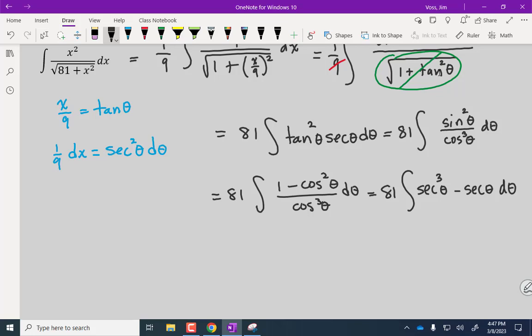That's what you get if you do it the other way. Yeah, exactly. It doesn't matter which way you go. So it still sucks. Yeah, it still sucks. Yeah, you're right. So how did you get sine squared over cosine cubed?